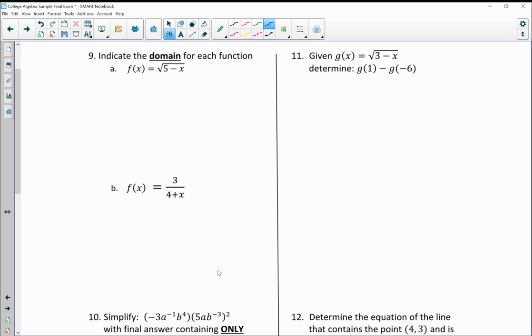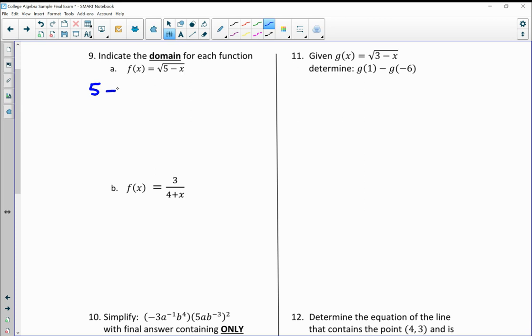Okay, here we are with part 2 of our College Algebra sample final exam review. Starting with number 9, indicate the domain for each function. So it's a square root function, the way we have here. We want to take what's underneath the radical and set it to be greater than or equal to 0, because we know for square roots we could have 0 or larger than 0.